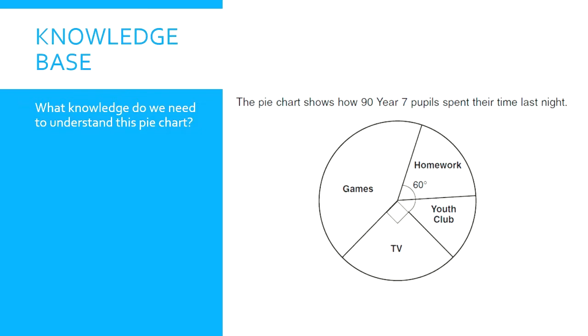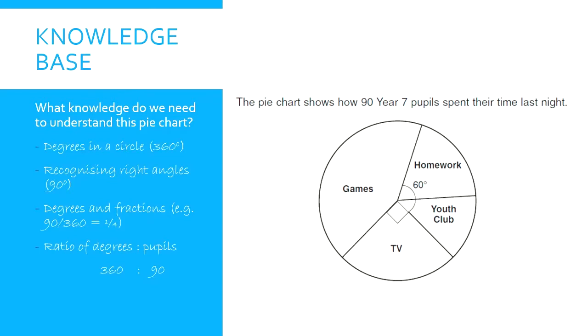Alright, hopefully you've now unpaused the video, so let's have a look at the knowledge that I thought I might need. I thought that I might need to understand the number of degrees there are in a full circle. I know that that is 360 degrees. I can also recognise some different types of angles in here. I've got some acute angles, some obtuse angles, and a right angle here. So I've noted down that that involves 90 degrees.